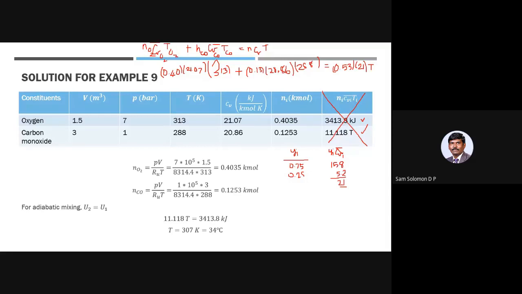So if you can find out the answer, it is 0.4 into 21.07 into 313 plus 0.13 into 20.86 into 288 divided by 0.53 times 21. It's the same answer. That's correct. So your temperature is 307 Kelvin.